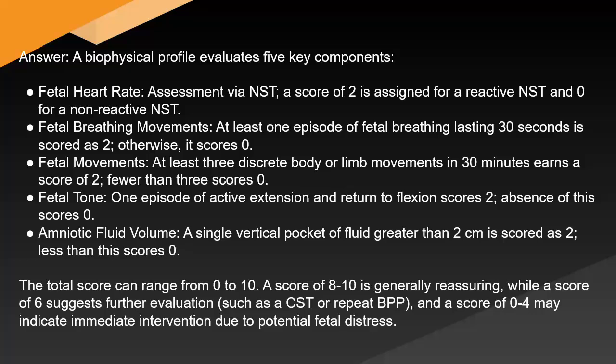Amniotic fluid volume. A single vertical pocket of fluid greater than 2 centimeters is scored as 2, less than this scores 0. The total score can range from 0 to 10. A score of 8 to 10 is generally reassuring, while a score of 6 suggests further evaluation, such as a CST or repeat BPP, and a score of 0 to 4 may indicate immediate intervention due to potential fetal distress.